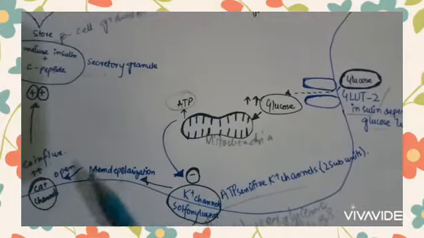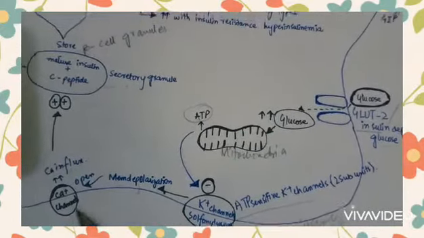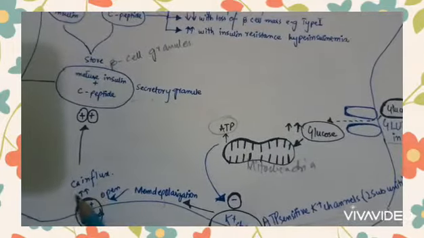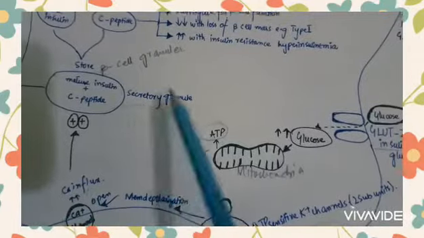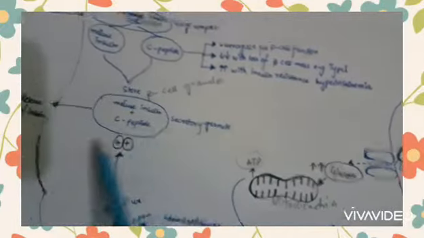Then this membrane depolarization is going to open the calcium channels. As a result, calcium influx takes place. This calcium influx, or increased level of calcium in the beta cells, is going to stimulate the secretory granules, which results in the release of insulin from the cell.